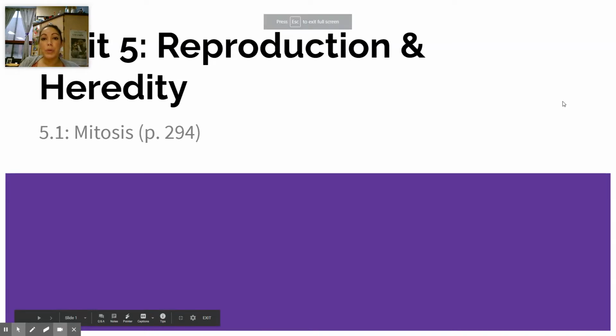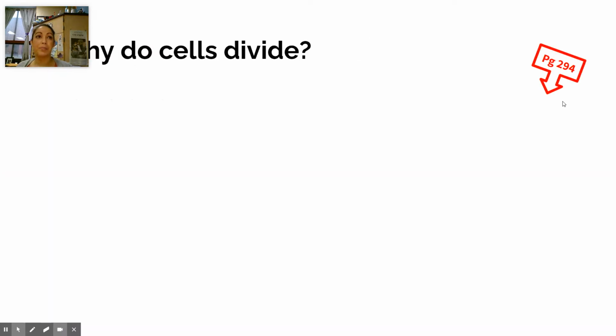Today we're going to do the 5.1 notes. So Unit 5 is all about reproduction and heredity, which is going to include cell division and also sexual versus asexual reproduction and how we pass on traits from parent to offspring in plants and animals.